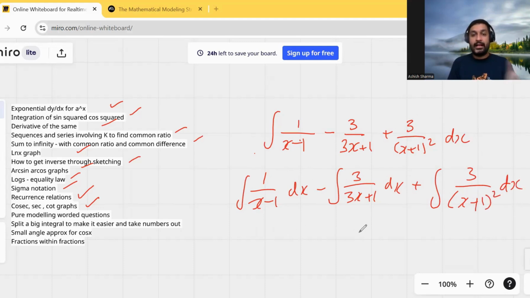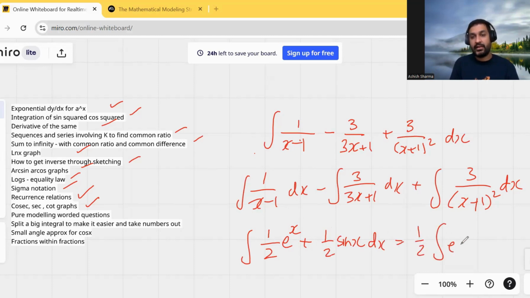And if you've got numbers, the numbers here are fairly okay to deal with, but sometimes you might have some numbers on the top of your integral sign or around your integral question. Take them out. If I had half e to the x plus, I don't know, half sine x or something like that to integrate, take out the half from everything. Factorize it out, whatever you need to. Just make life easier for yourself when it comes to integration questions like this.